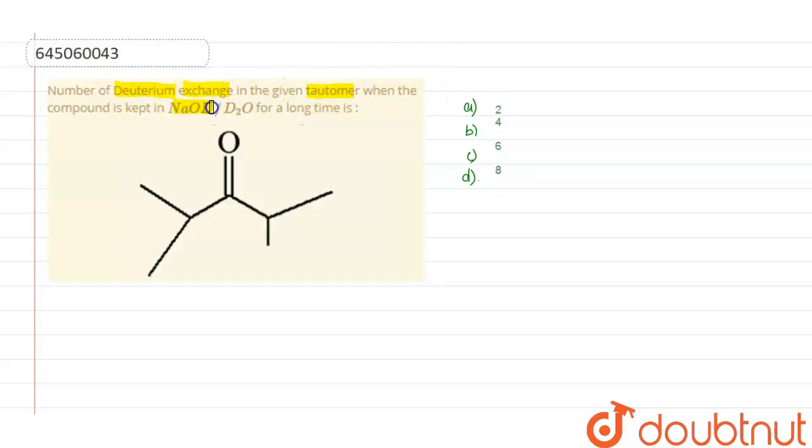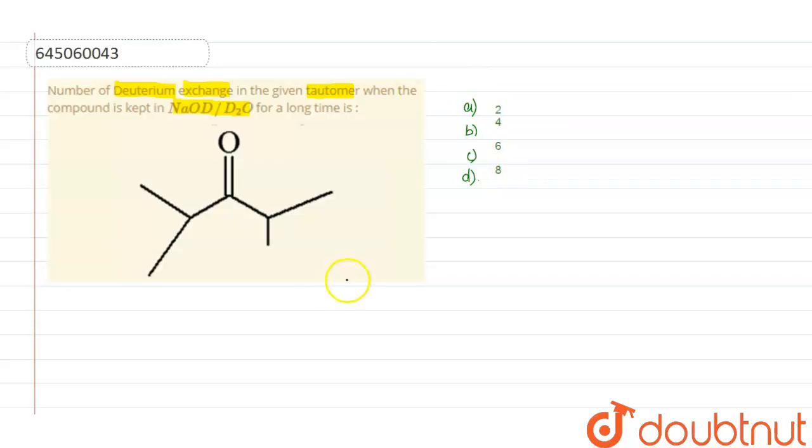Hello students, the question is: the number of deuterium exchanges in the given tautomer when the compound is kept in NaOD, D2O for a long time is. So we have this compound and we have to check the number of deuterium exchanges in this reaction. The options are A, 2, B, 4, C, 6 and D, 8.